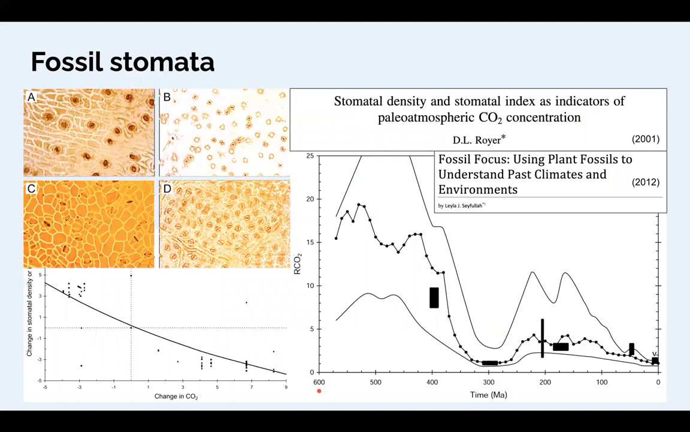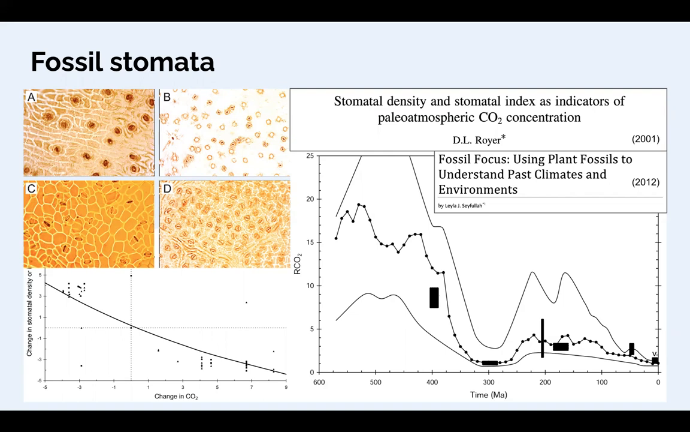So they have fossil plant leaf surfaces with stomata on them, and basically count the density of stomata. And that tells you that if there's more carbon dioxide in the air, the plant doesn't need as many stomata to let CO2 in for photosynthesis. So the benefit here is that you can use this stomatal density to try and recreate past climates.